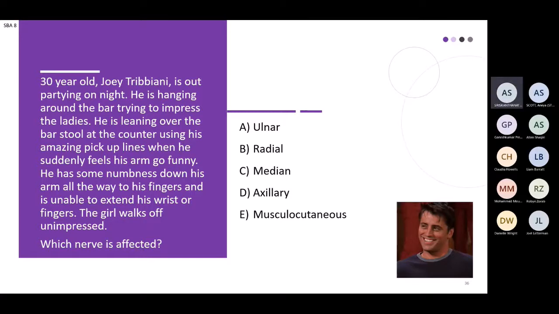Next one is another SBA here. So you've got 30-year-old Joey Tribbiani. He's out partying one night. He's hanging around the bar trying to impress the ladies. He's leaning over the bar stool at the counter using his amazing pickup lines when he suddenly feels his arm go funny. He has some numbness down his arm all the way to his fingers and is unable to extend his wrist or fingers. The girls walk off unimpressed. Which nerve is affected? So open up the polls there.